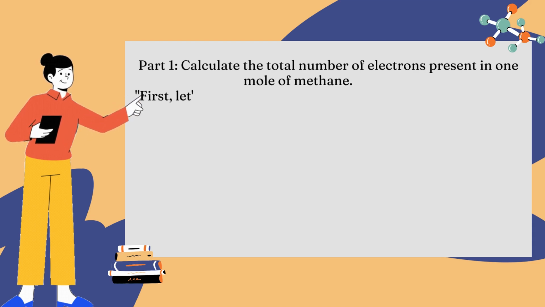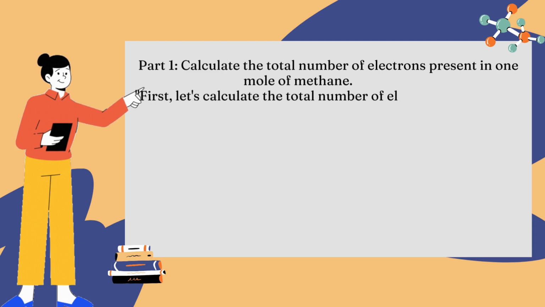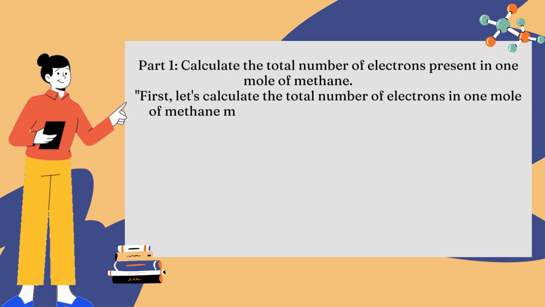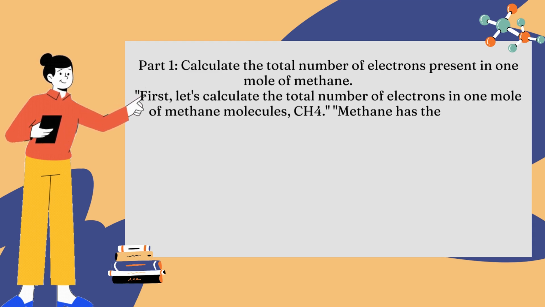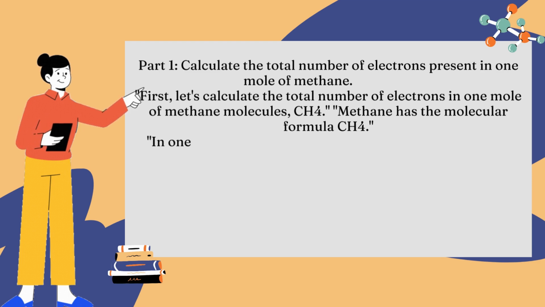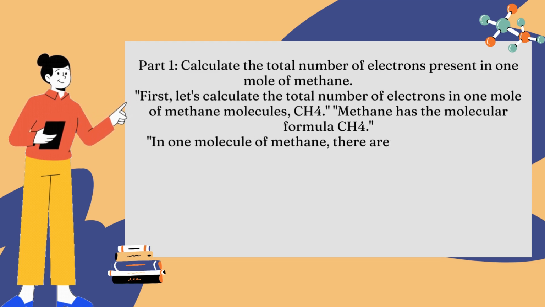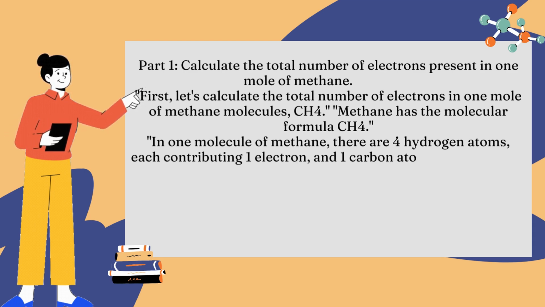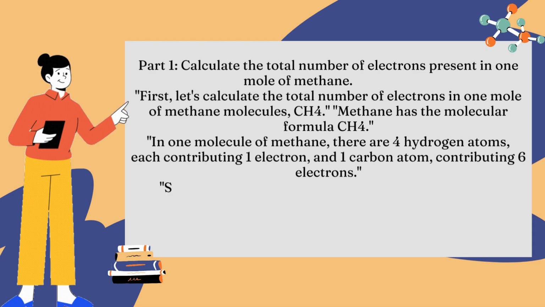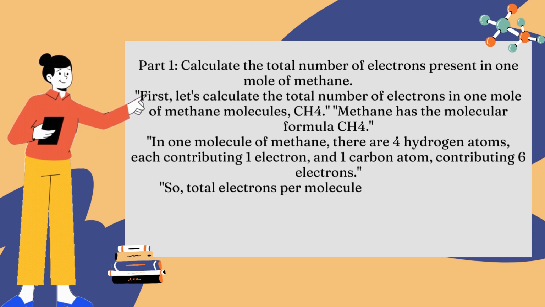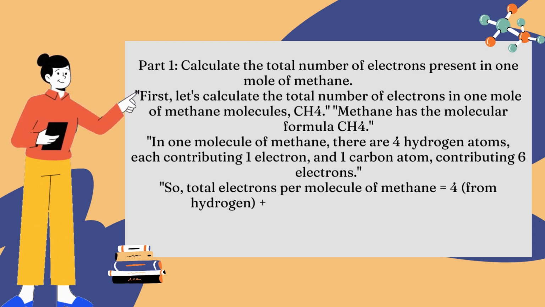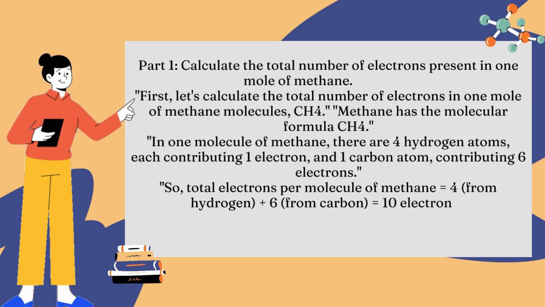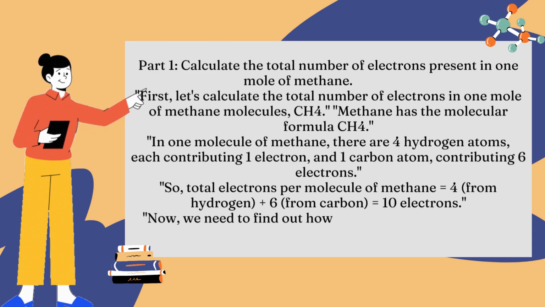First, let's calculate the total number of electrons in 1 mole of methane molecules, CH4. Methane has the molecular formula CH4. In 1 molecule of methane, there are 4 hydrogen atoms, each contributing 1 electron, and 1 carbon atom, contributing 6 electrons. So, total electrons per molecule of methane: 4 from hydrogen, plus 6 from carbon, is 10 electrons.